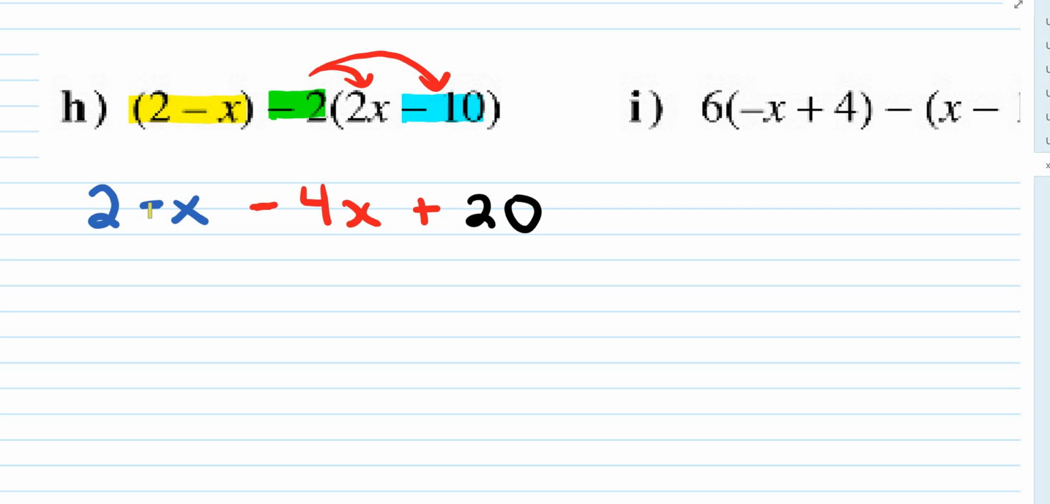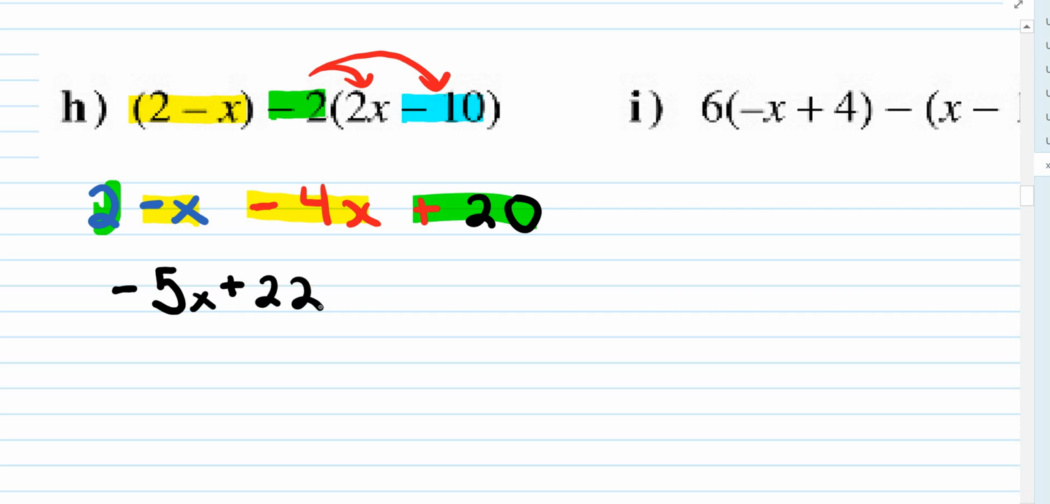Okay, and then let's go ahead and collect like terms. So -x minus 4x, that's going to be -5x, right? So -1 minus 4 is going to be -5. And then I have this 2 and a plus 20, that's going to be positive 22. So -5x plus 22 there.